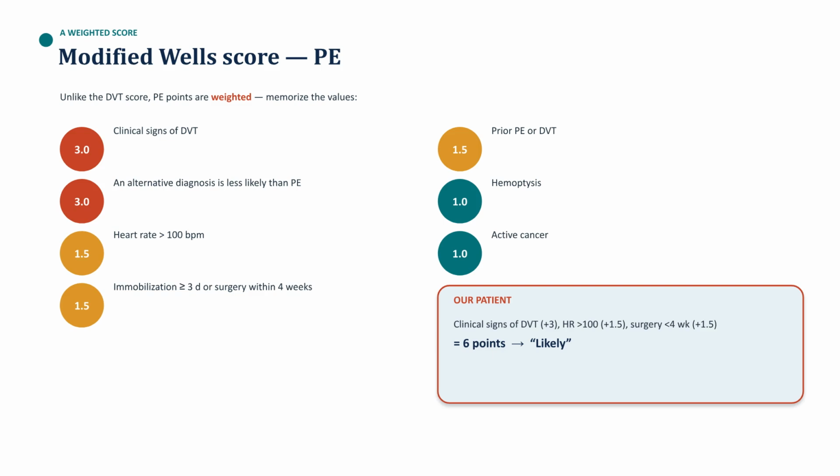Compression ultrasound is over 95% sensitive and specific for symptomatic DVT. A positive result confirms the diagnosis, while a negative result excludes it. Follow the logic of the algorithm, and the workup for your patient becomes clear and systematic.